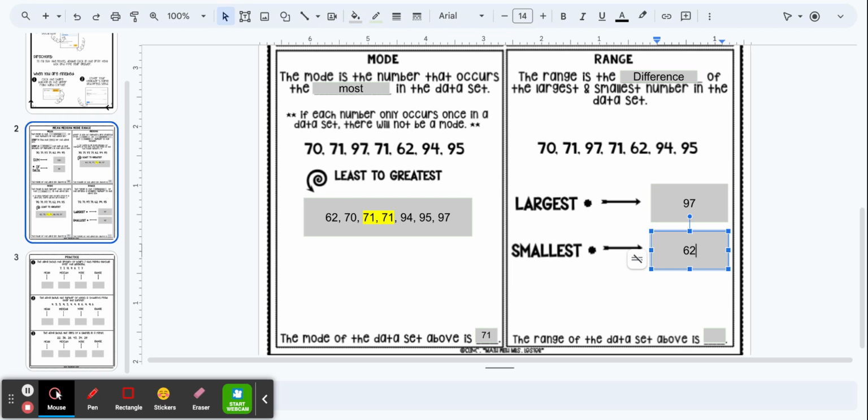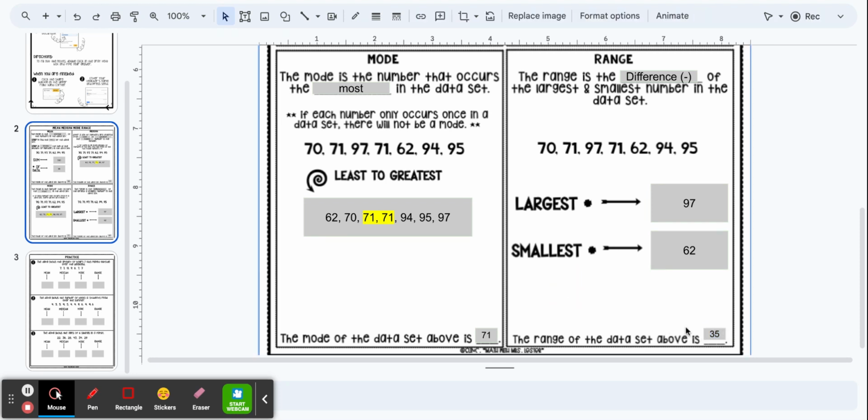So if we were to subtract, because difference means to subtract, I'm actually going to put this in there to remind us. If we subtract, we have 7 minus 2 gives us 5, and then 9 minus 6 gives us 3. So our range here would actually be 35. Let me put that in the box there.